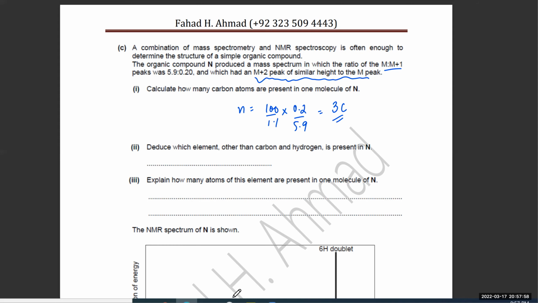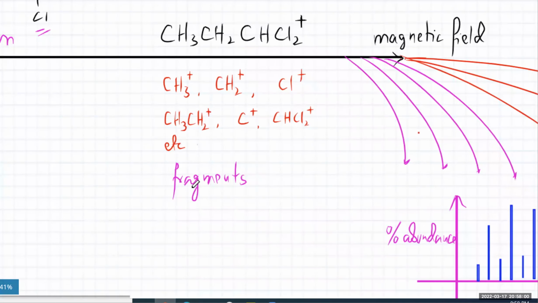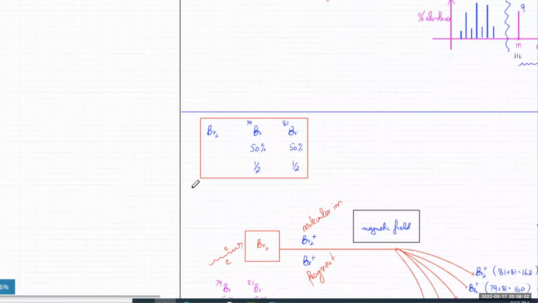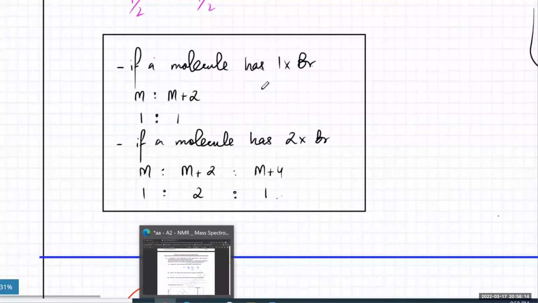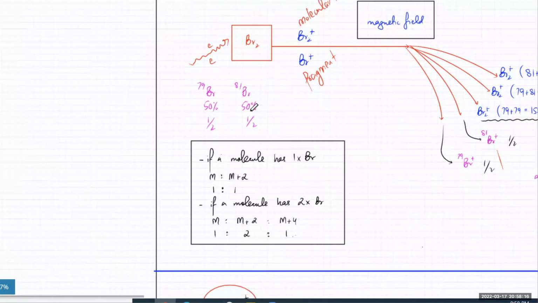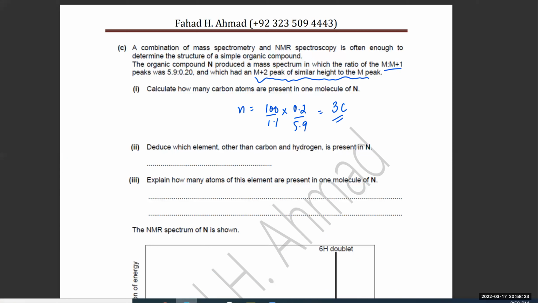Benzene? No, not benzene. When you had similar heights. Bromine. When the M+2 had similar height. Yeah, okay. That was because the probability of getting 79 and 81 was exactly the same. So this one indicates that there is exactly one bromine, right? So far I know that I've got 3 carbon atoms and 1 bromine.